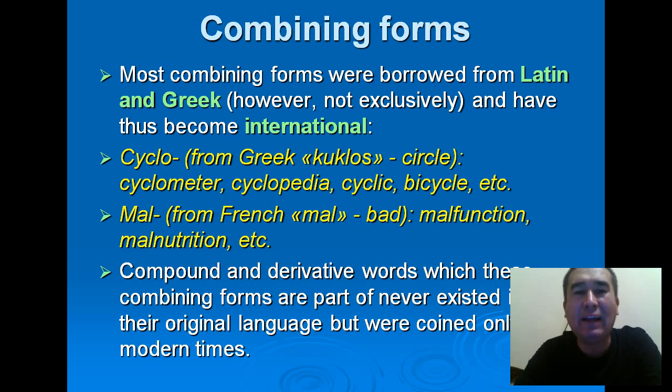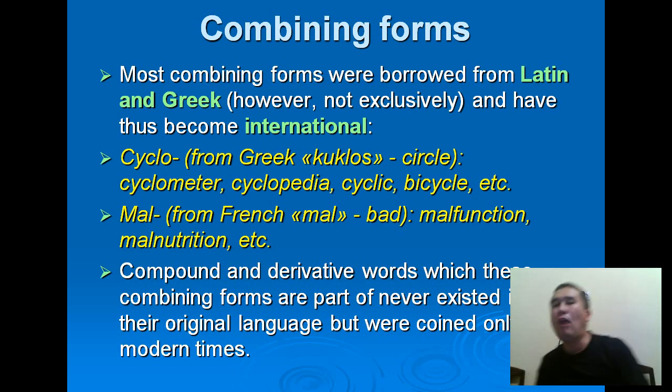For example, cyclop from kuklos, circle; cyclometer, cyclopedia, cyclic, bicycle, etc. Mal from French mal, bad; malfunction, malnutrition, etc. Compound and derivative words, which these combining forms are part of, never existed in their original language but were coined only in modern times. So, combining forms are mostly found in borrowed words. You have to keep it in mind.